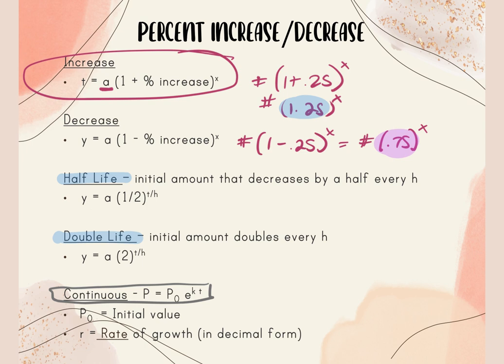So a half-life is when whatever you have loses half of its amount. So if I start with 1,000, I want to know what's the half-life? It's when it gets to 500. It literally gets cut in half. And the formula you can use is this: y equals A times 1/2 to the T over H, where H is how long it takes. So if it says it loses half its amount every 36 days, then H is 36. And I'd start with my value, and it'd be 1/2 to the T over 36.